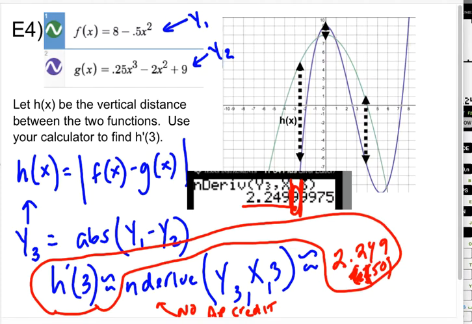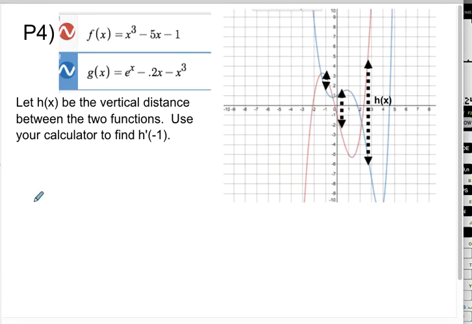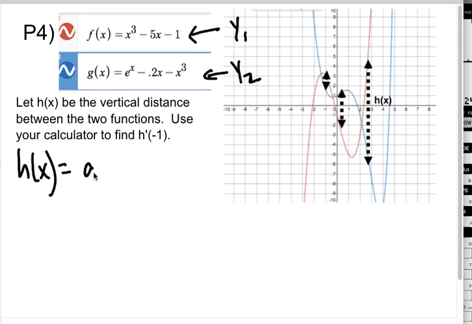All right, so I'm going to give you a P4 to try, and then that's going to be it for this video. So P4, same idea. h of x is the vertical distance between these two curves, right? So you can pause me if you want. I'm going to use the same approach. This is definitely a calculator problem, right? So I'm going to call this my y1. I'm going to call this my y2. That's not the number I meant to write, which means h of x is going to be the absolute value of my y1 minus y2.